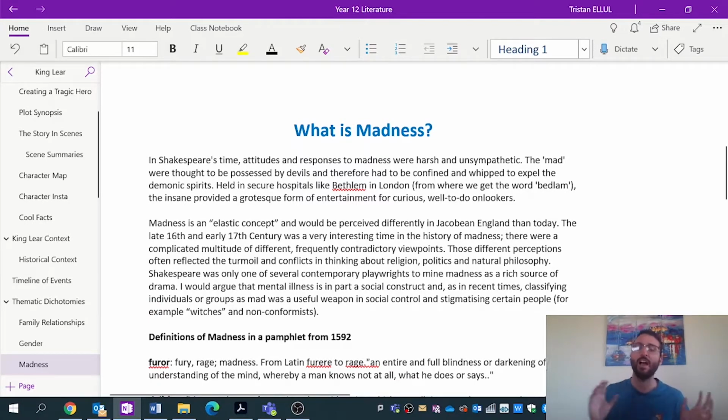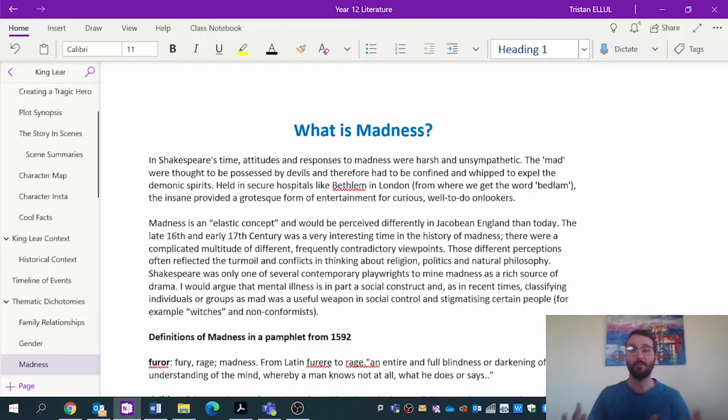In Shakespeare's time, attitudes and responses to madness were harsh and unsympathetic. It's not like today. The mad were thought to be possessed by devils and therefore had to be confined and whipped to expel the demonic spirits. So we have those religious undertones of what madness and mental health was back then.